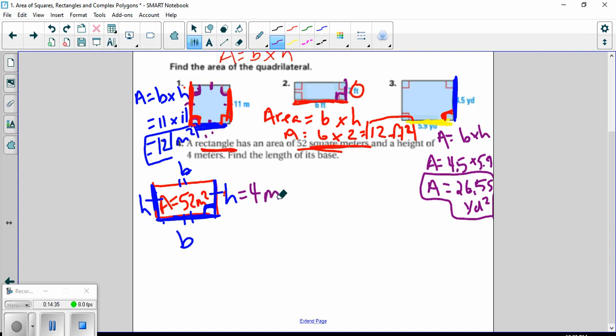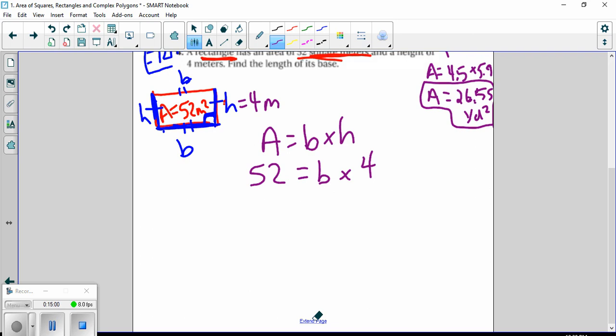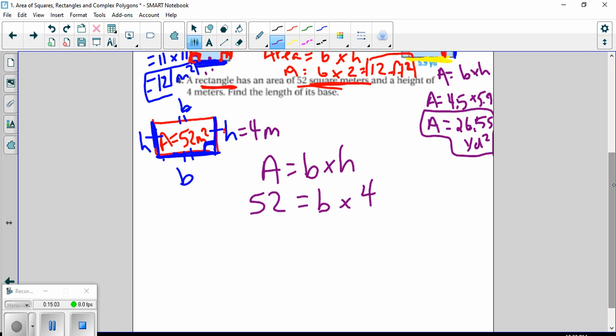So what we don't know about this picture is what B is. If we write down our formula, area equals base times height, we know the area is 52 meters squared, so we can write 52. We don't know what B is, and we do know what H is. It's 4. Okay? So if I want to find what B is, I just have to solve this equation for B. How do I get B by itself?